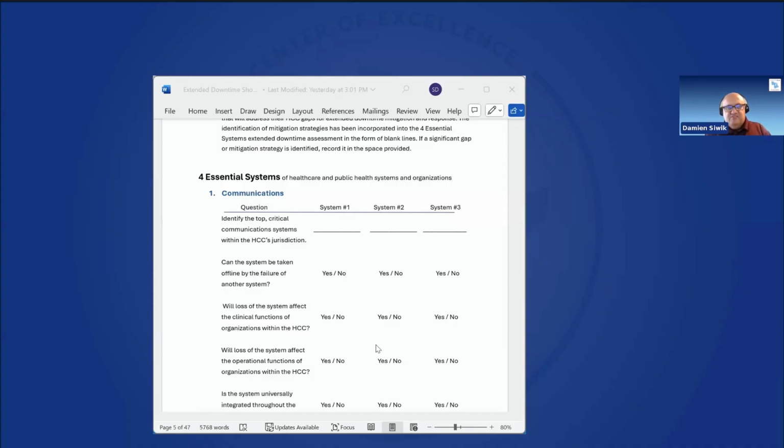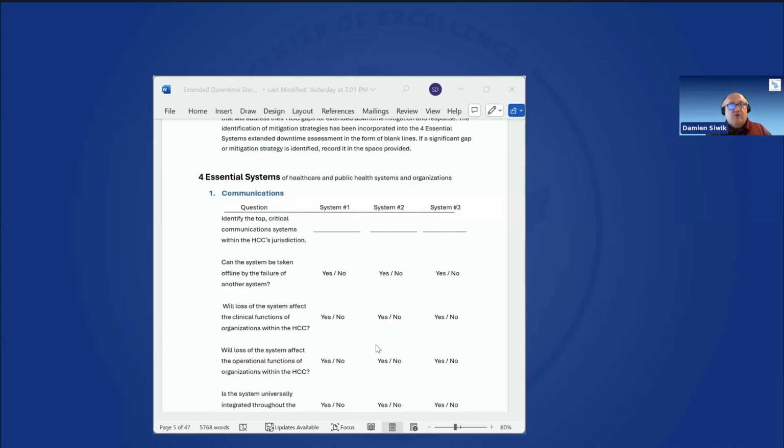First one being communications. You can see the left-hand column, it's a series of questions. And then the other three columns where you could pencil in, we want to discuss for communications, let's just say satellite phone capabilities, because your healthcare coalition prioritizes that. So you could just pencil that in and work through the questions to address, writ large, the capability of your partners' ability to communicate via satellite.